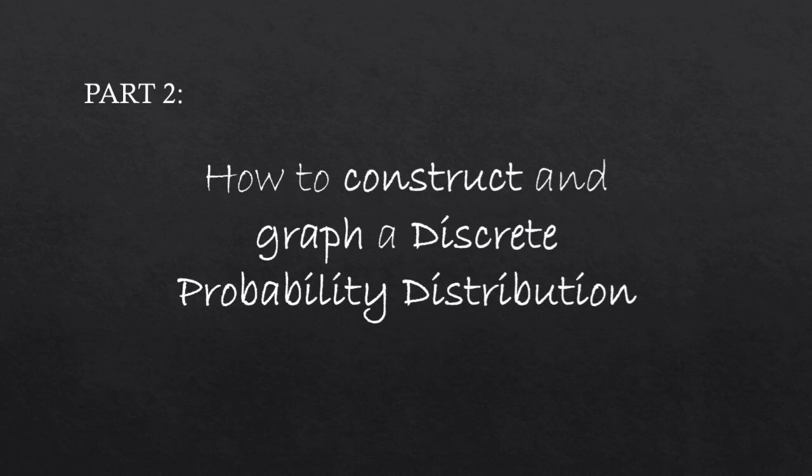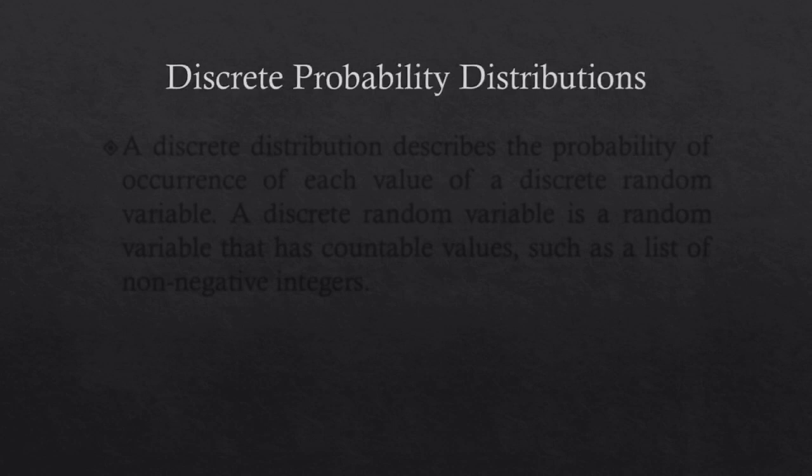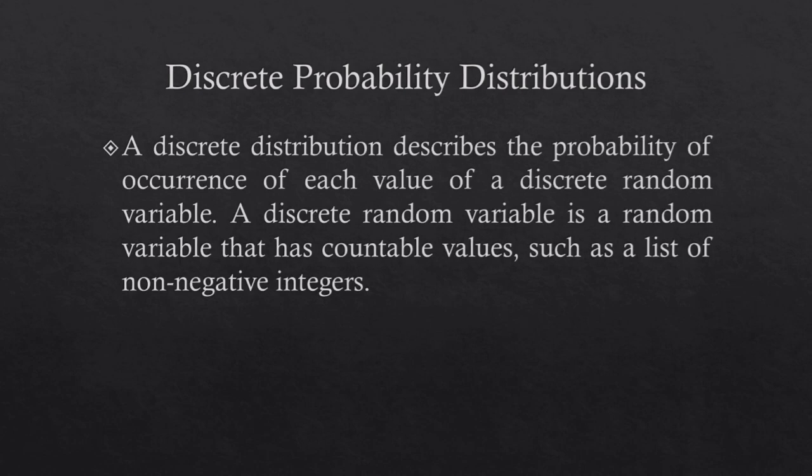So next is how to construct and graph a discrete probability distribution. But first, I will give you the definition of a discrete probability distribution. A discrete distribution describes the probability of occurrence of each value of a discrete random variable. A discrete random variable is a random variable that has countable values, such as a list of non-negative integers.